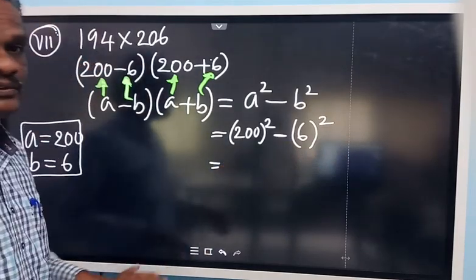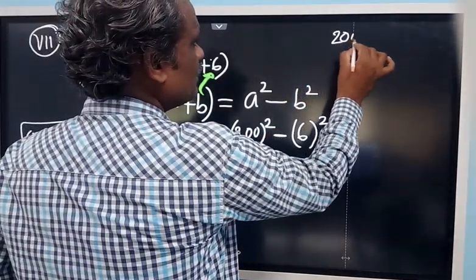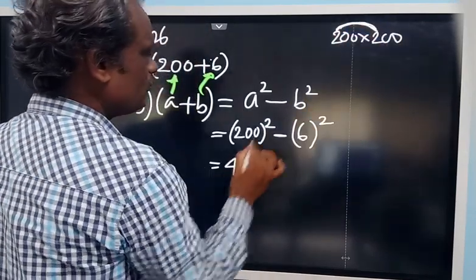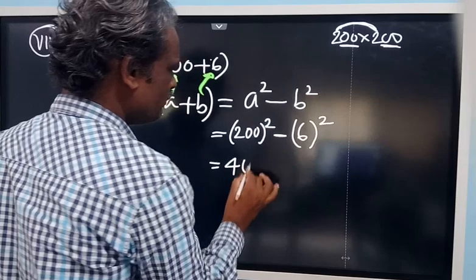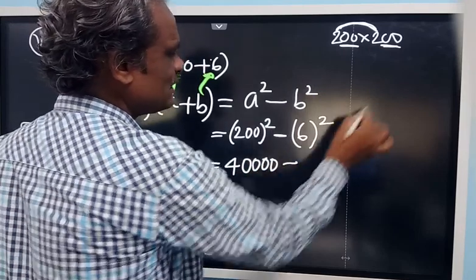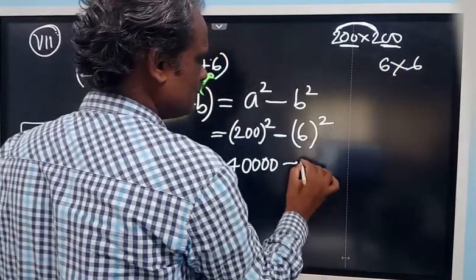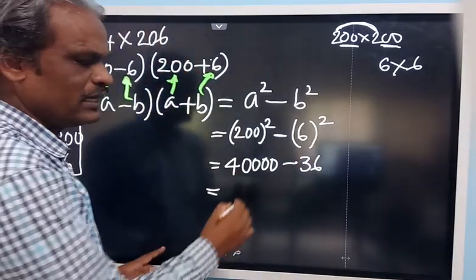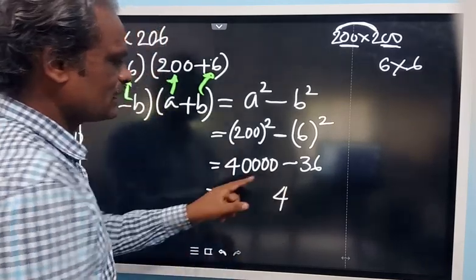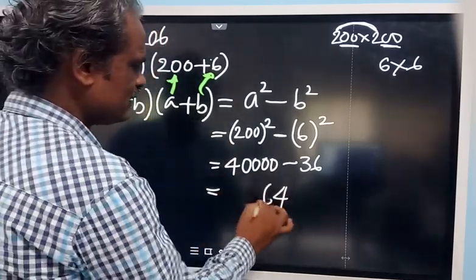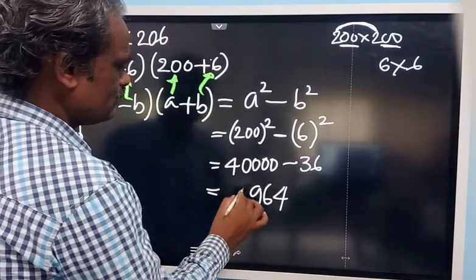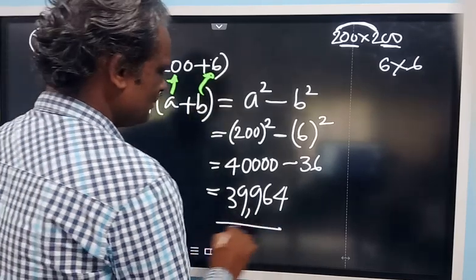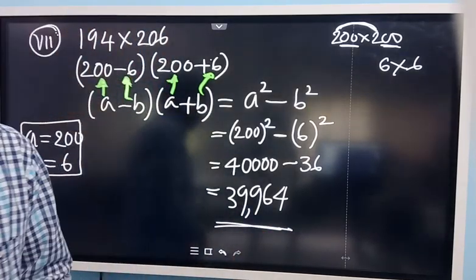Now expansion of 200 square, it is very simple. 200 into 200. Multiply only these two numbers, 4 followed by 4 zeros. Then what is 6 square? 6 into 6, that is 36. And subtract this one. What is the answer you will get? 40000 minus 36 is 39,964. 39,964 is the solution.